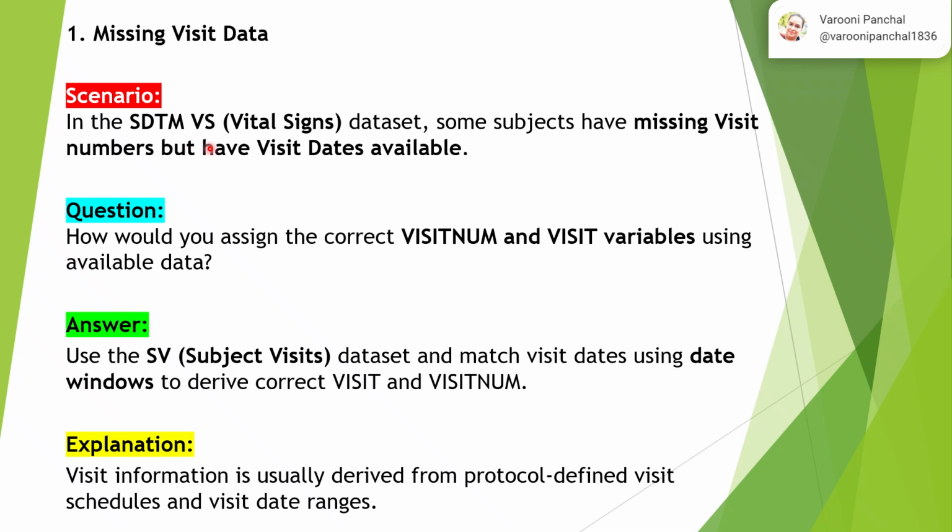Scenario. In the SDTM VS Vital Signs dataset, some subjects have missing visit numbers but have visit dates available. So the question here is, how would you assign the correct VISITNUM and VISIT variables using the available data? Now you can use the SV subject visits dataset and match visit dates using date windows to derive the correct visit and visit number. Reason is, visit information is usually derived from protocol defined visit schedules and visit date ranges.